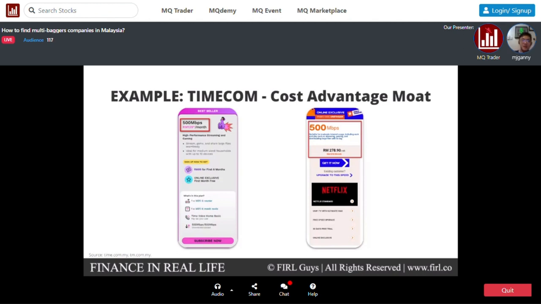For the same thing, Timecom can actually give you half price. Now, of course, TM will try to bundle it with Netflix and all this other stuff. But I think those are things that very few people really care about, right? People just want to look at the price. So why is it that Timecom can charge at that price and TM doesn't do it? Why can't TM say, okay, I'm going to charge 129 ringgit per month for 500 Mbps?